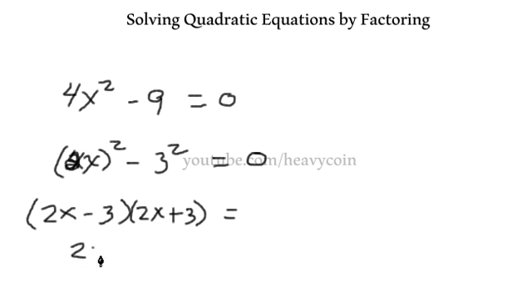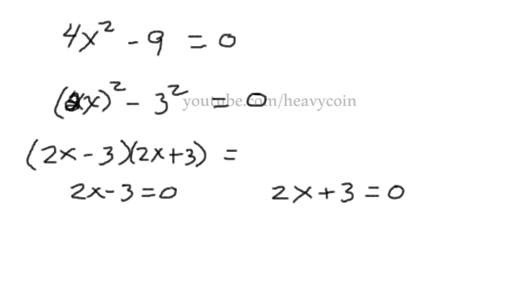Setting each one of these factors equal to 0, 2x minus 3 and 2x plus 3. Of course we end up with x equal to 3 halves after solving for x, and x equal to negative 3 halves. And if we were to plug the 3 halves back into this equation, this side should equal 0. If not, we did something wrong. I'm sure we did.